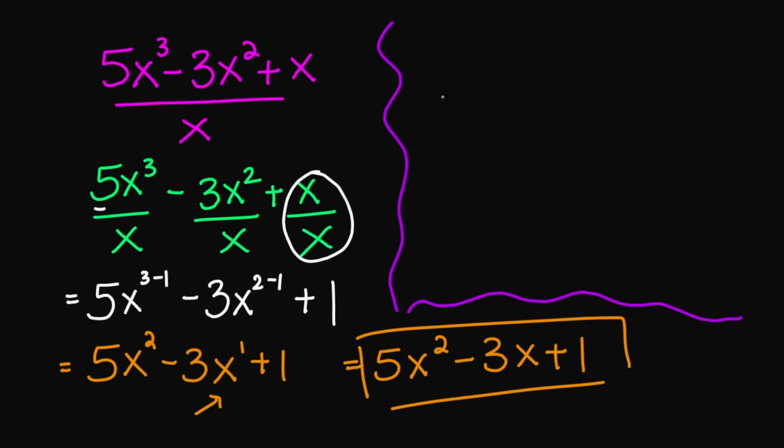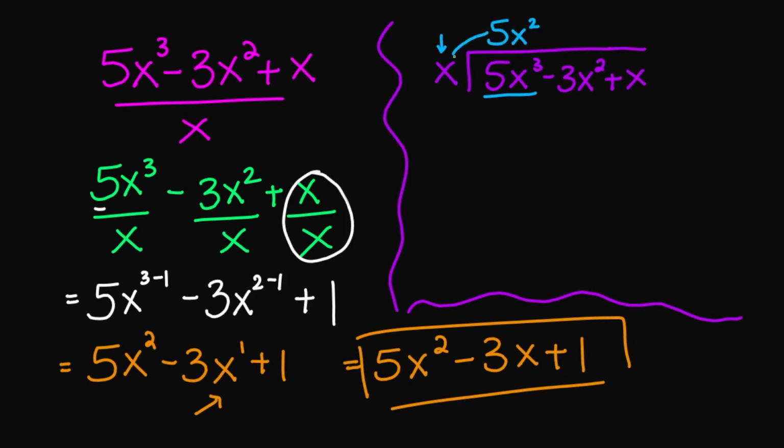So let's say you tried solving this with long division. We have our x on the outside and 5x cubed minus 3x squared plus x. What number times x is going to give us 5x cubed? This is going to be 5x squared, because 5x squared times x gives us 5x cubed. Now I'm going to subtract 5x cubed. These are going to cancel out.